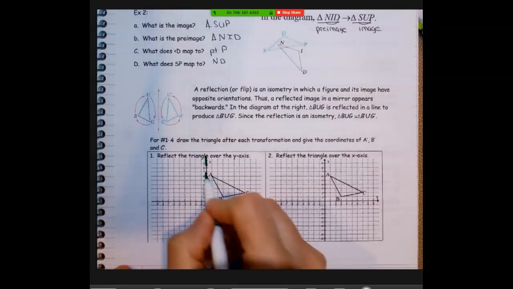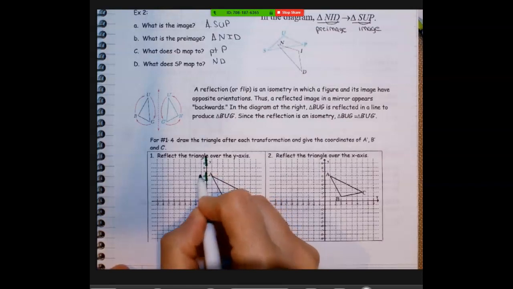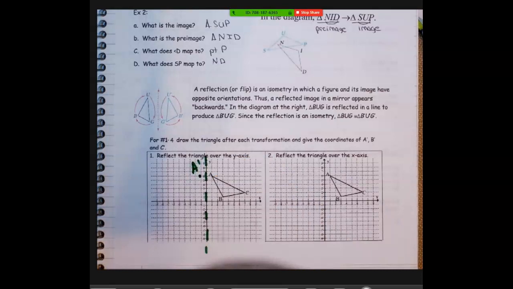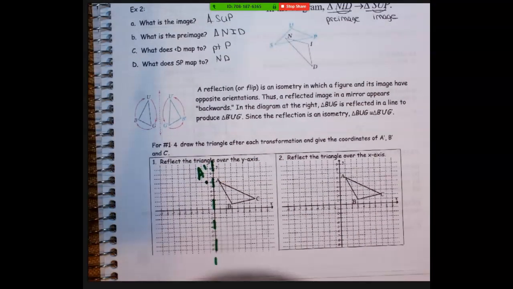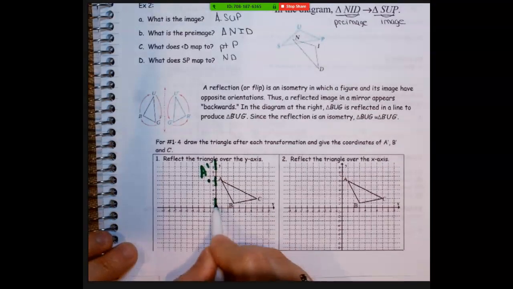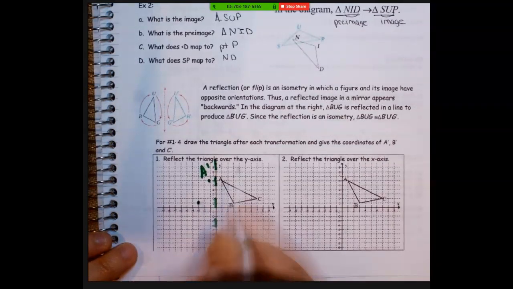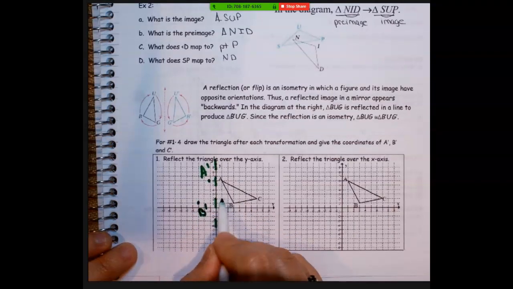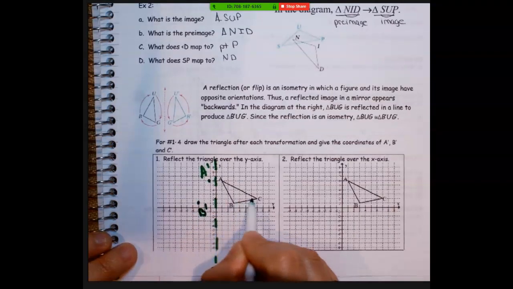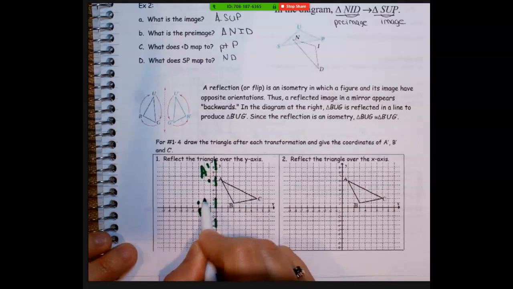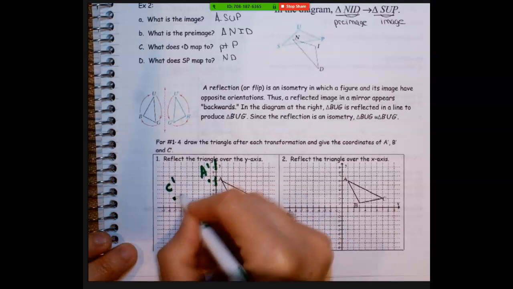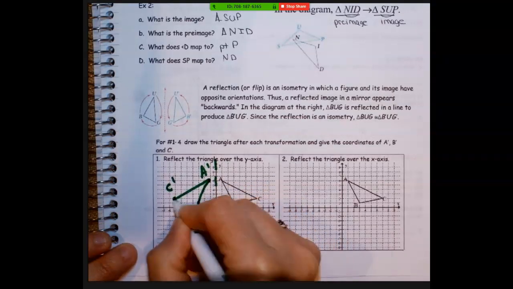So if you take a look, A is 1 unit away. I'm going to go 1 unit away from here. I'm going to call this A prime. Okay, let's go take a look at point B. If you notice, point B is 3 units. So again, I'm going to count out 1, 2, and 3. We're going to label this to be B prime. And C is 1, 2, 3, 4, 5, 6, 7. So we can go 1, 2, 3, 4, 5, 6, and 7. We're going to label that to be C prime.